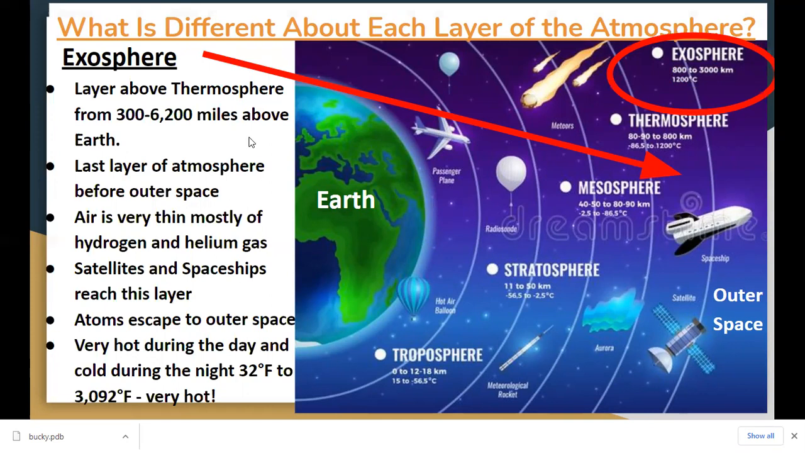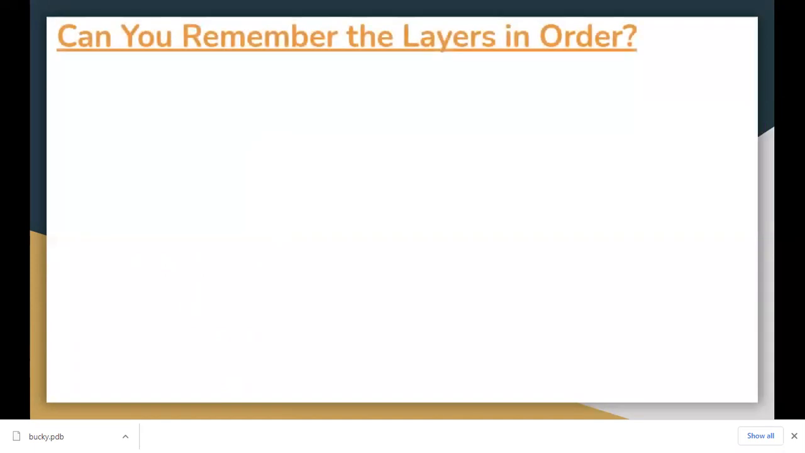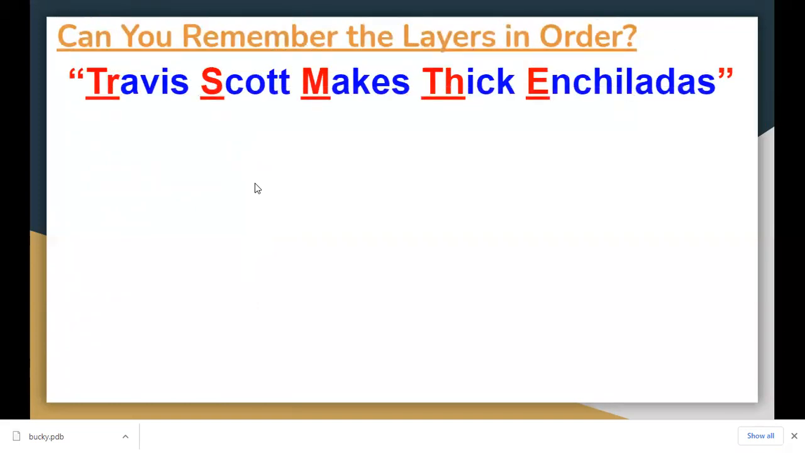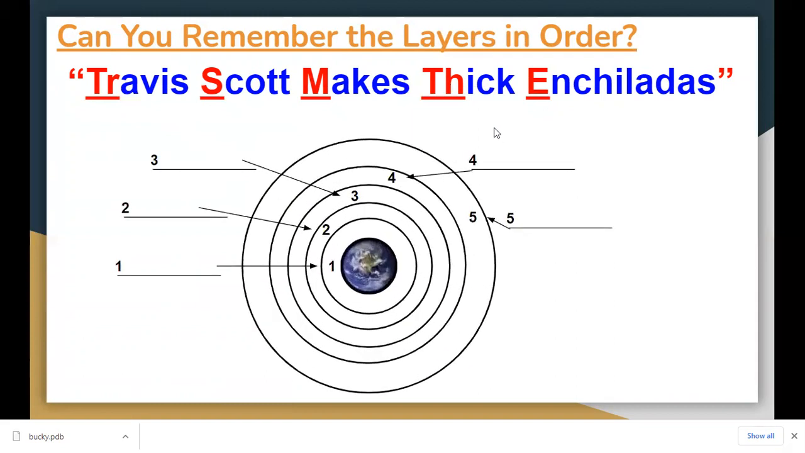Okay, now would be a good time, after this next slide, to take a break if you would like. Can you remember the layers in order? Remember, Travis Scott makes thick enchiladas. Travis stands for troposphere. Scott stands for stratosphere. Make stands for mesosphere. Thick stands for thermosphere. And enchilada stands for exosphere. So let's see if you can label these. So pause the video and see if you can label 1, 2, 3, 4, and 5 on a piece of paper. Go ahead. And then come back.